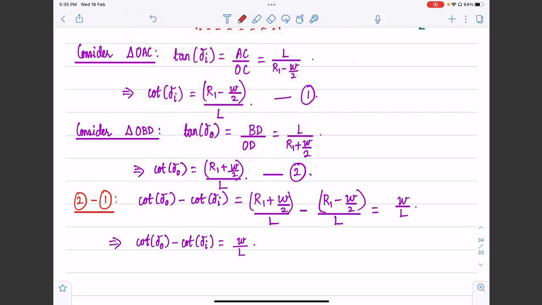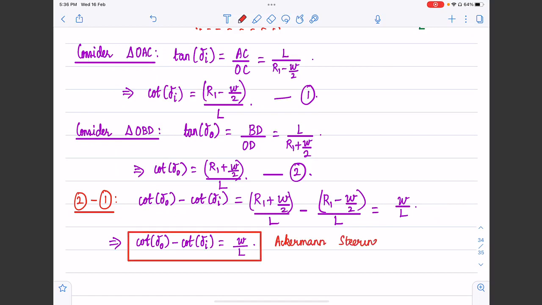This is a very important relation that gives us an equation relating the track of the vehicle, the wheelbase of the vehicle, with delta I and delta naught. So we get the displacement of the steering system according to the diagram that we have drawn, and this condition is what is called the Ackermann steering condition.